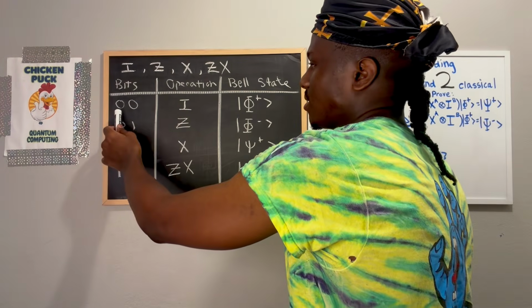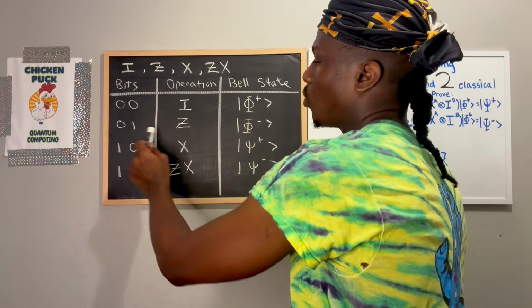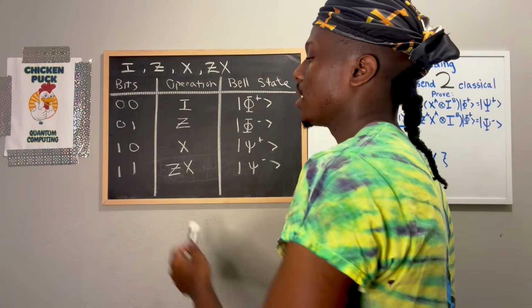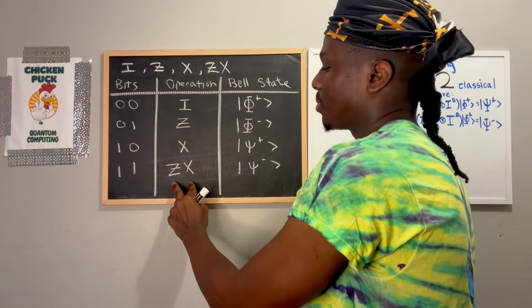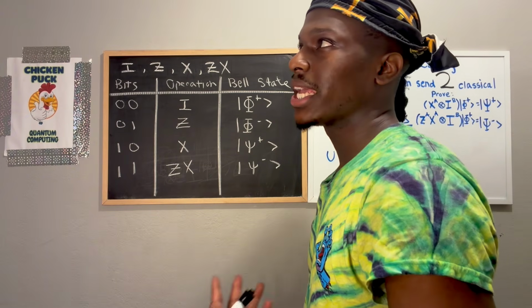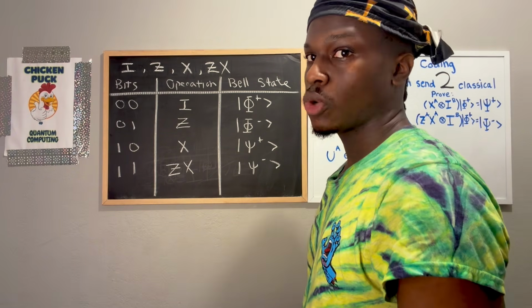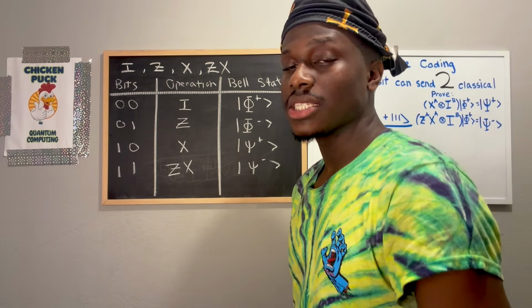If Alice wants to send 00, she applies I to her qubit. For 01, she applies Z to her qubit. For 10, she applies X to her qubit. For 11, she applies ZX to her qubit. Each operation transforms their entangled pair into a particular Bell state. So the entire Bell state acts as an encoding of Alice's message.